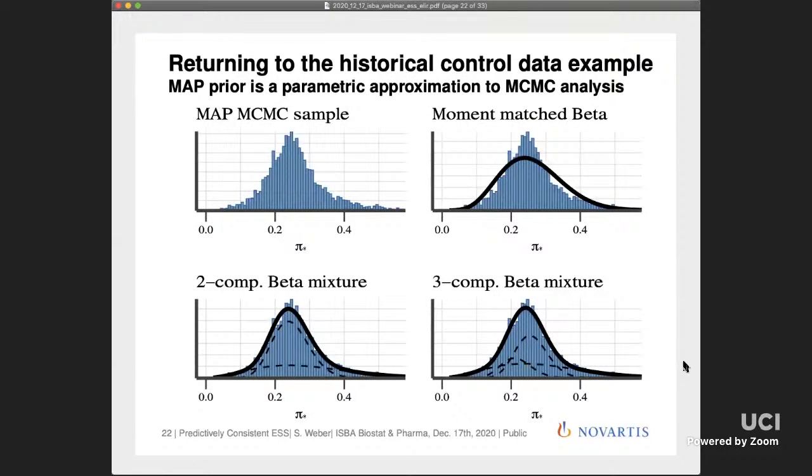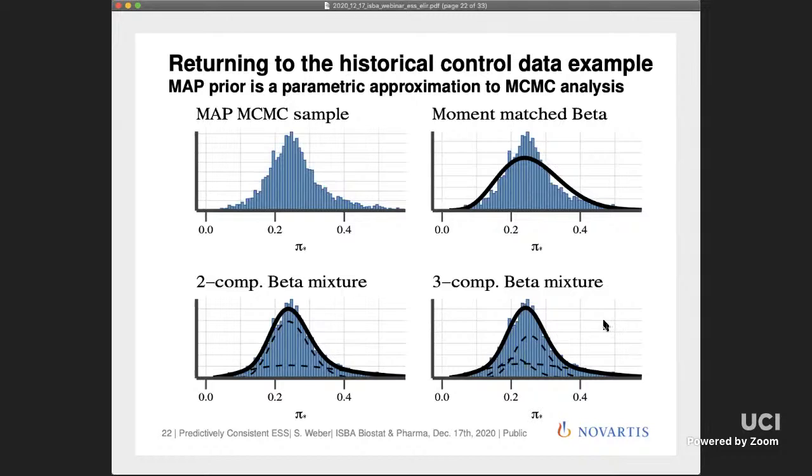Let's now return and apply these to the ankylosing spondylitis example for the historical control data. I have said that we take the MAP prior in parametric form, but the model can only be solved with MCMC. On the top left, you see the MCMC result for the MAP prior pi star, and we simply approximate this with one beta, which you can see is very imprecise and doesn't fit the density well. The solution, which is implemented in RBest, is to fit beta mixtures. It has been proven that with a large number of mixture components you can approximate any density arbitrarily well. If you use a two-component mixture, the density is already very well described, and using three components doesn't really improve things much further.